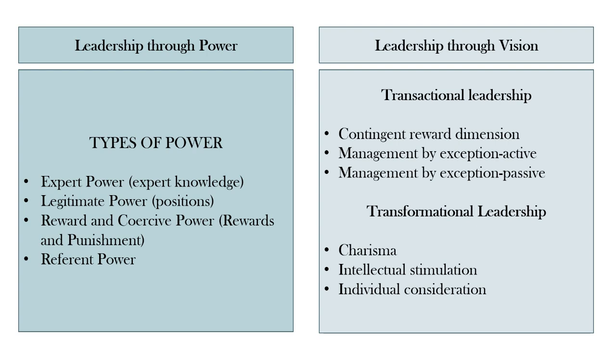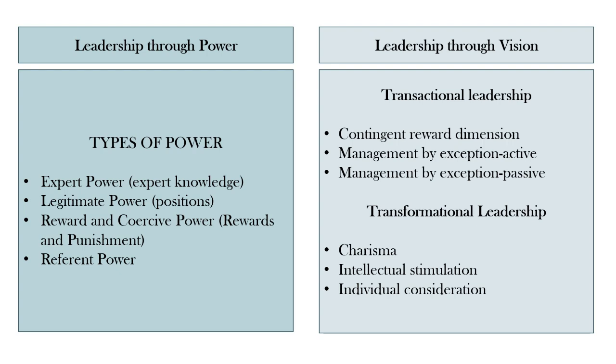Transactional leadership and transformational leadership are two types of leadership through vision. Transactional leadership consists of many of the task-oriented behaviors such as setting goals, monitoring performance, and providing a consequence to success or failure. Transactional leadership is most related to the personality dimension of extroversion, is positively related to agreeableness, conscientiousness, and openness to experience, and is negatively related to neuroticism.